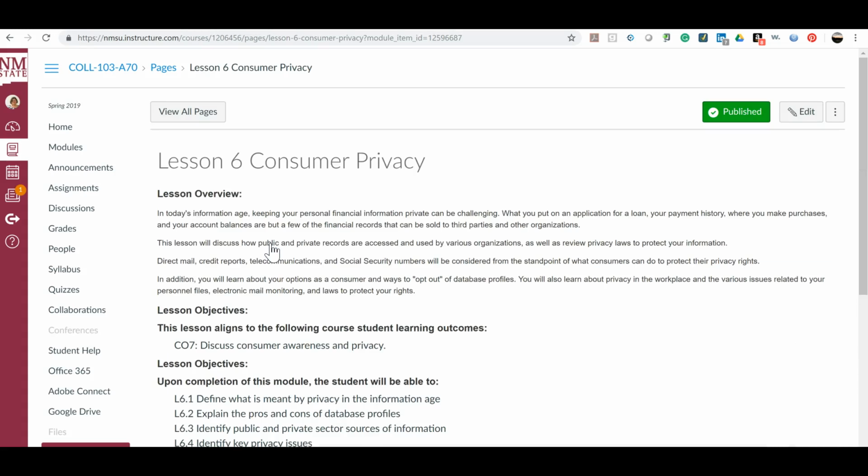So in lesson 6, you're going to learn about keeping your personal information private and the challenge of that, as well as what you put on applications and payment history when you make purchases, just a few of the financial records that you have that can be sold to third parties and other organizations, which is a concern to all of us.